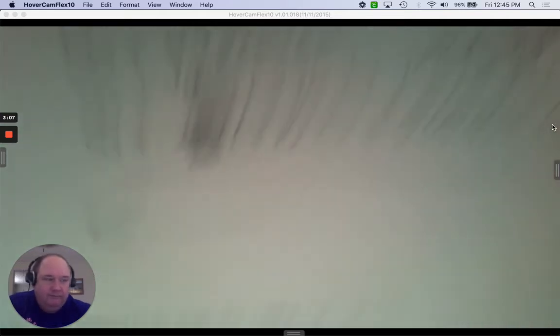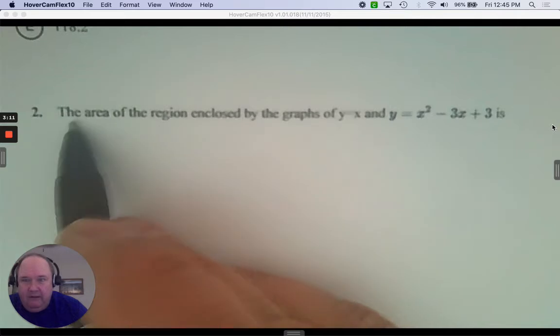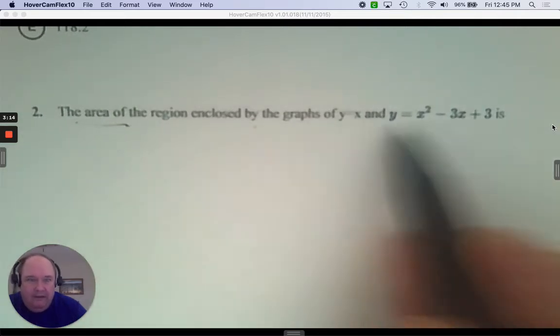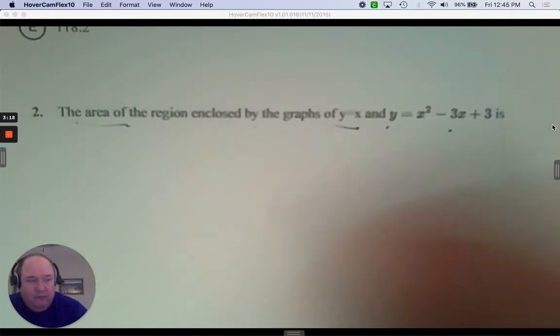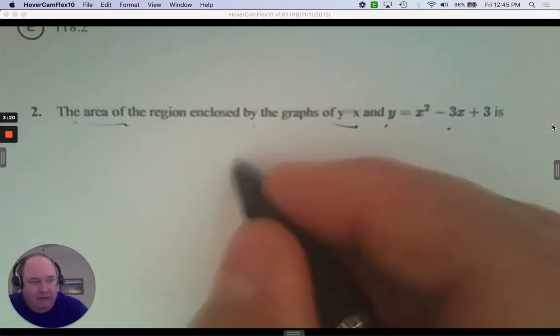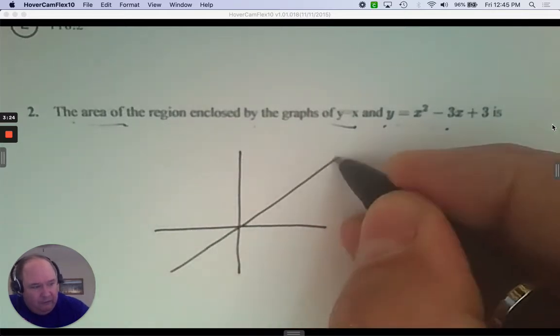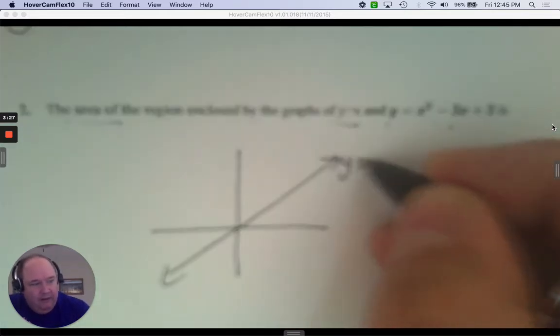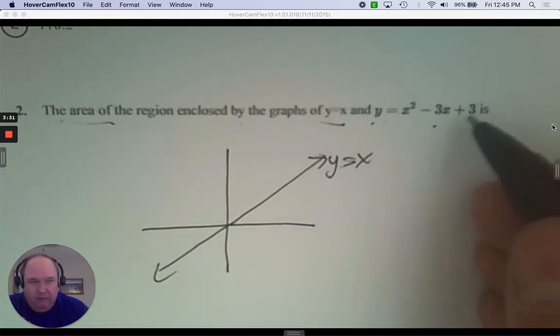Number 2. Press pause, obviously, then do number 2. The area of the region enclosed by these graphs is what? So I have to graph these. You can use Desmos or your calculator. Can you graph these? One is y equals x. That one's simple. And then the second one, x squared minus 3x plus 3.